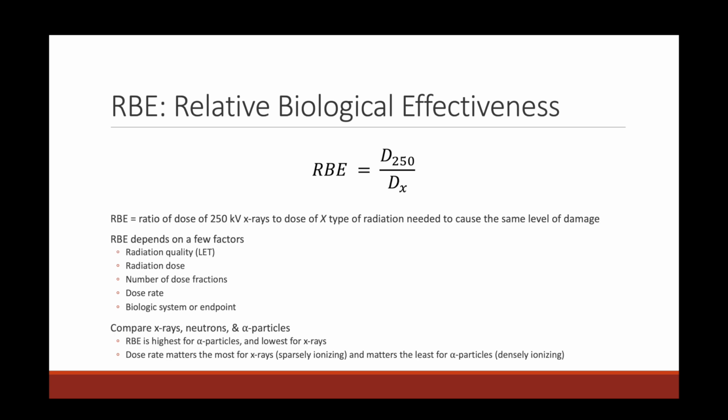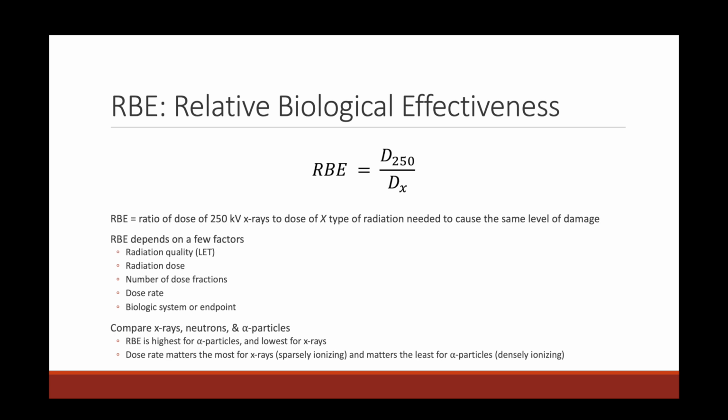Now, it's all relative, and the textbook definition, the consensus that has been decided for what is that measure against which to rate the effectiveness of any other type of radiation, is the dose of 250 kV X-rays. So that is just a consensus that somebody came up with, and it's what we've gone with, and that is how we define the relative biological effectiveness. So basically, the textbook definition of RBE is the dose of 250 kV X-rays to the dose of any other type of radiation that you need to cause the same level of damage.